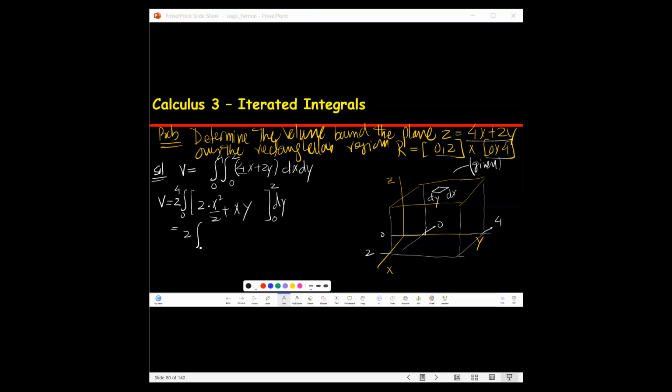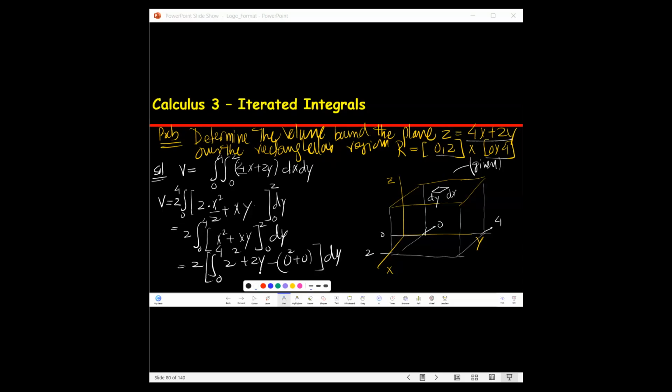So I'm going to say 2, integral 0 to 4, x squared plus xy from 0 to 2, dy, is going to be 2 squared plus 2y minus 0 plus 0. It's going to pretty much look like this, and then dy. Make sure we do not forget that we have a limit 0 to 4 here.